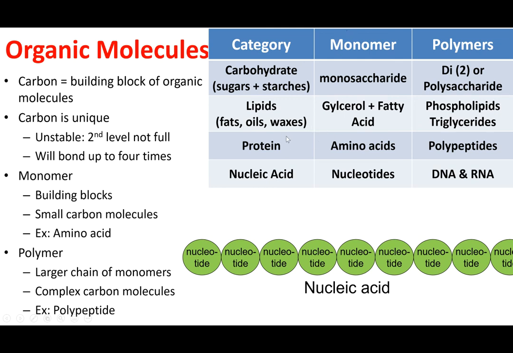The monomer of proteins are amino acids. If you put amino acids together, you create polypeptides. When you put a bunch of polypeptides together, you get a protein. The monomer of nucleic acids are nucleotides. When you put nucleotides together, you get DNA or RNA. Now, we're going to spend independent lessons on each one of these categories and go in detail as to how they're built, how you break them down, and what they're used for. But for now, just understand that these are the four major categories, these are the building blocks, and these are what you make when you put those building blocks together.